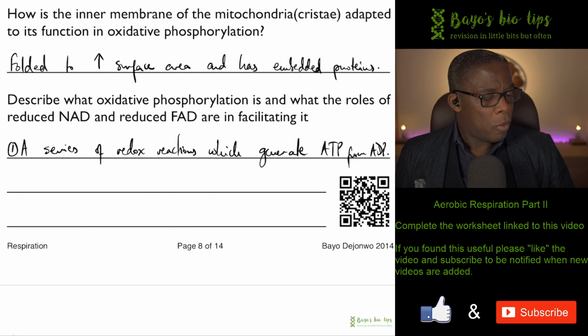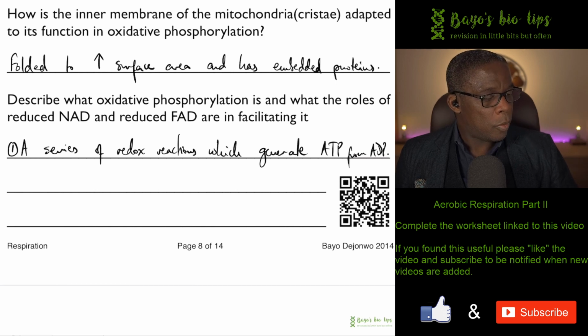So what do I mean by redox reactions? In a reaction where you end up with a molecule being reduced, there will also usually be another molecule which is being oxidized in order to bring about the reduction of the other molecule. And as such, we call those redox reactions because they're paired reduction and oxidation together.